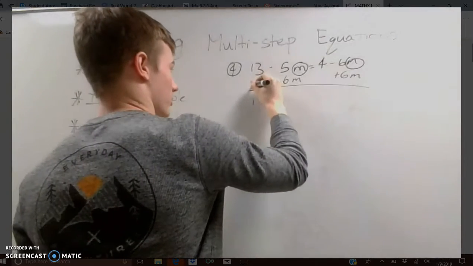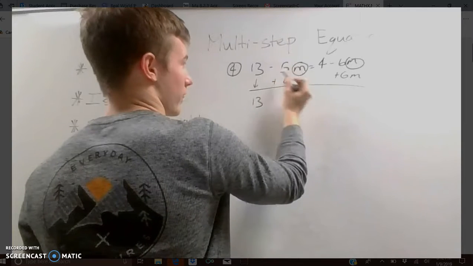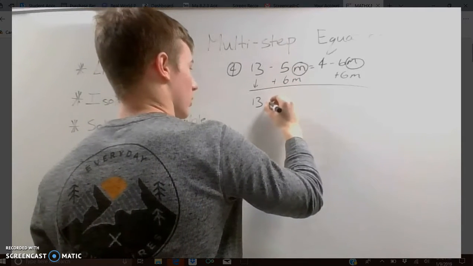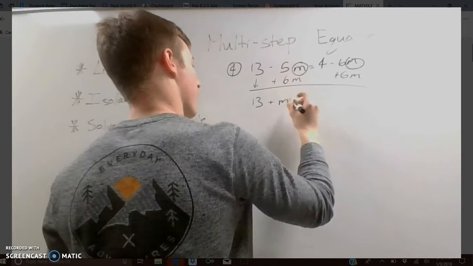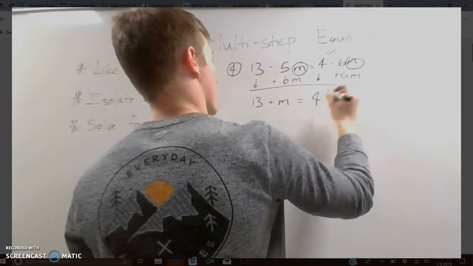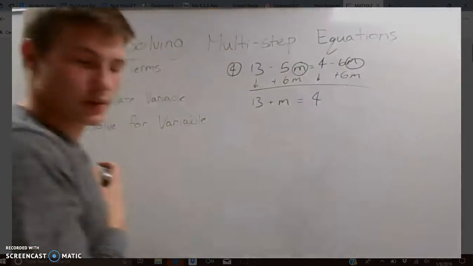So then we're left with, bring our 13 down, 13 negative 5m plus 6m equals m, positive 1m, equals, bring down our 4, negative 6m plus 6m gets a 0, so we don't have to put anything there.